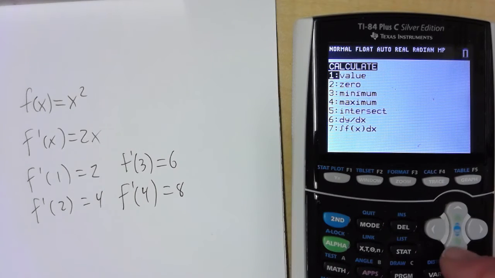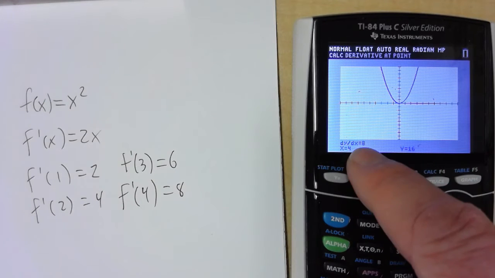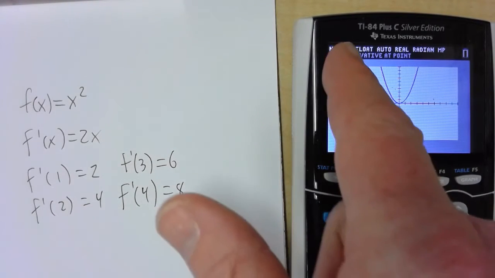Second calculate derivative and 4, enter, 16. So at 4, 16, the derivative is 8. But it's off the screen, so you can't see that. And of course, you can put negative numbers in here and know that that side's negative.